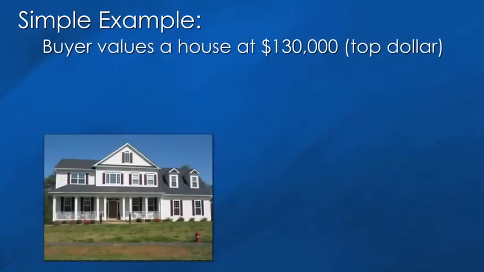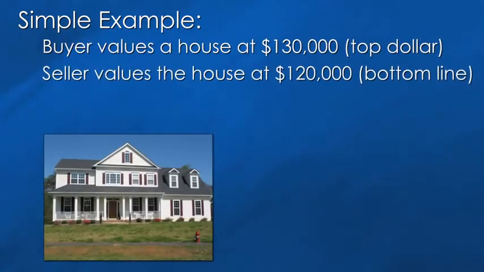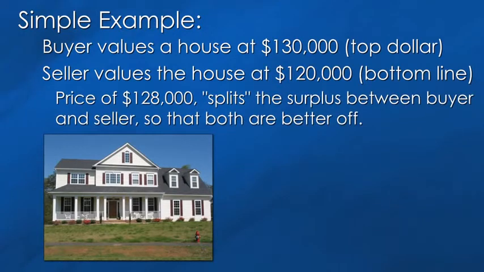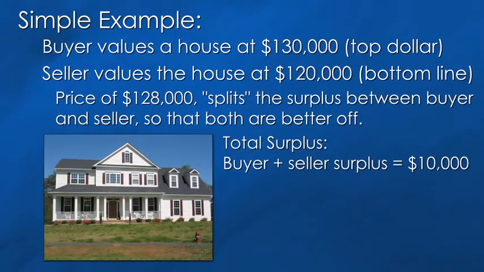Let me give you a simple example. Suppose that a buyer values a house at $130,000 and a seller values the house at $120,000. They get together and bargain, agree on a price of $128,000. That splits the surplus created by the transaction. So $10,000 worth of surplus is created by the transaction. The price tells us how to divide the surplus between buyer and seller.